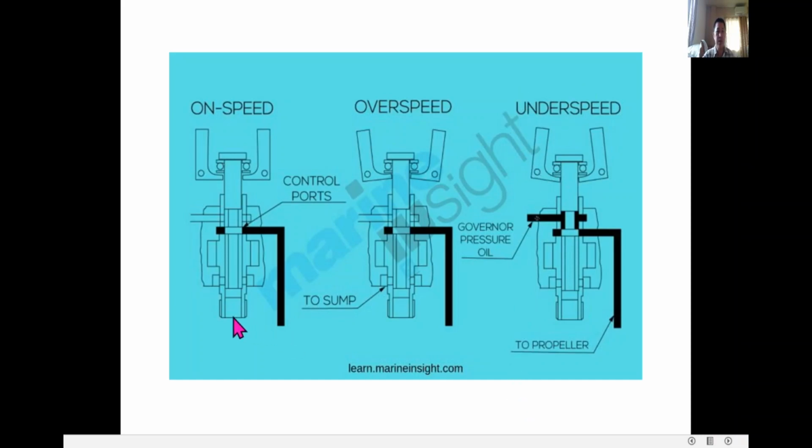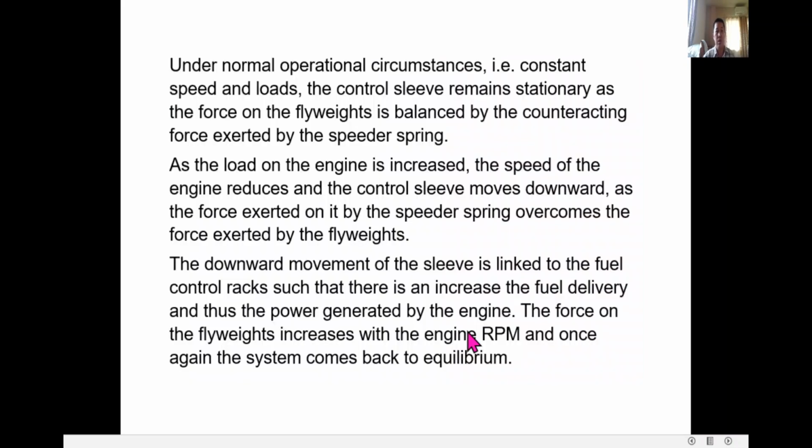This spindle is connected to the drive of your engine to rotate this, to operate this governor. So let us proceed. Under normal operating circumstances, for example constant speed and load, the control sleeve remains stationary, meaning steady, as the force on the flyweights is balanced by the counteracting force exerted by the speeder spring.